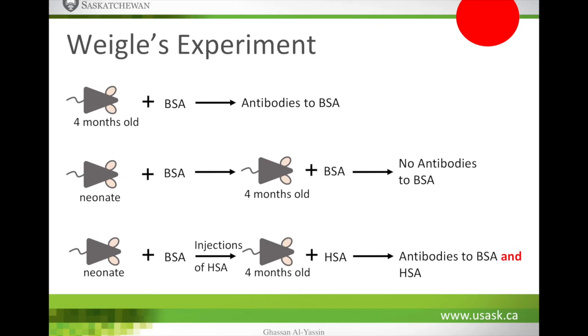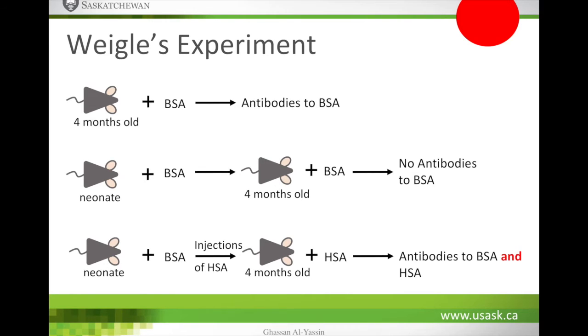However, if you inject a baby rabbit on the day it's born with BSA, wait 4 months, and then give it more BSA, you find that the rabbit doesn't make antibodies to BSA. This was interpreted as the rabbit becoming tolerant to BSA.